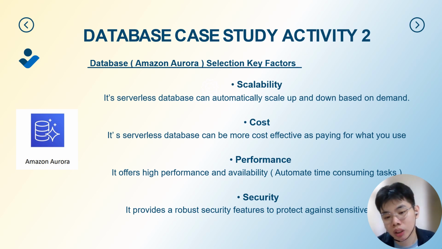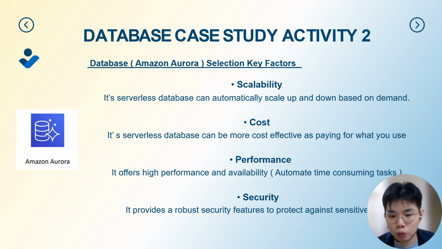Okay. The second factor is the cost. Like I said just now, it is more effective to pay for what you use. We don't need to pay a huge lump sum of money just to buy a rack of servers when we are not sure that we can use everything up. So I think the best feature of Amazon Aurora is that we just pay for what we use.